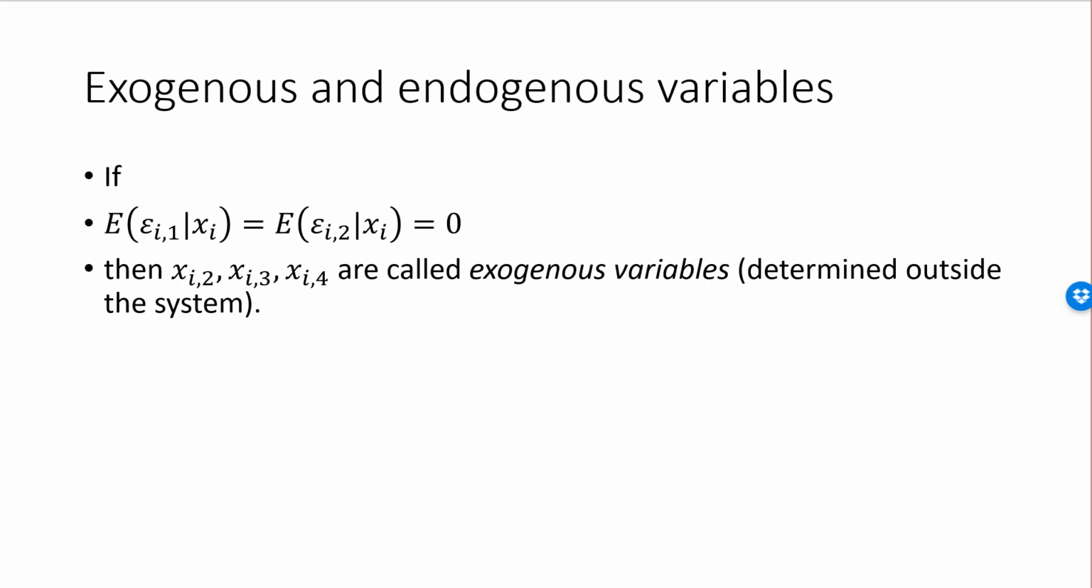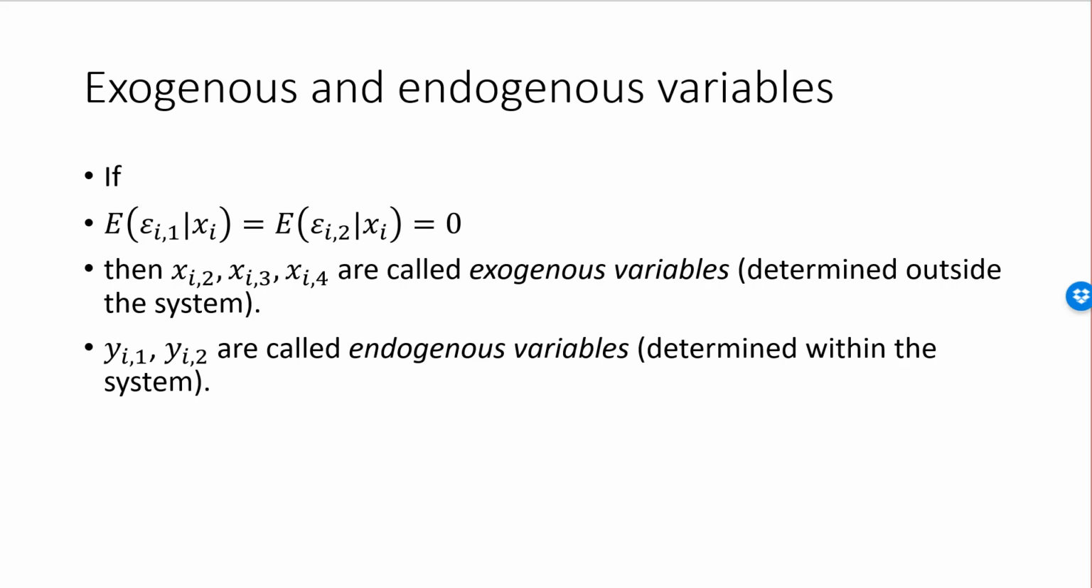I do not have an equation or a data generating process for, for example, x_i2. I don't have a structural equation that begins with x_i2 is equal to something. So we simply think of them as being determined somehow, but we do not model how they are determined. On the contrary, we have one equation each for the y variables, so they are called endogenous variables. Endogenous meaning within, and they're determined within the system.